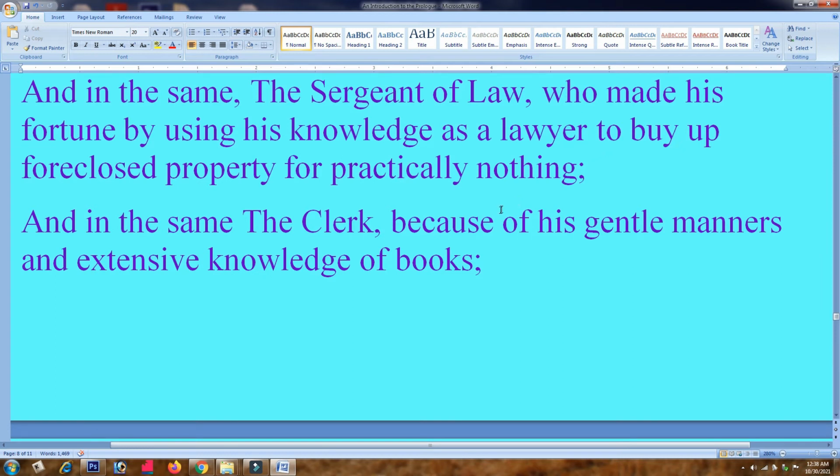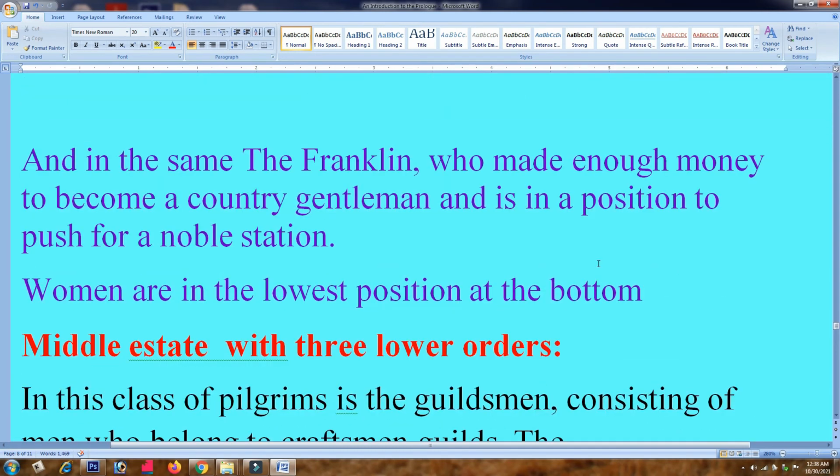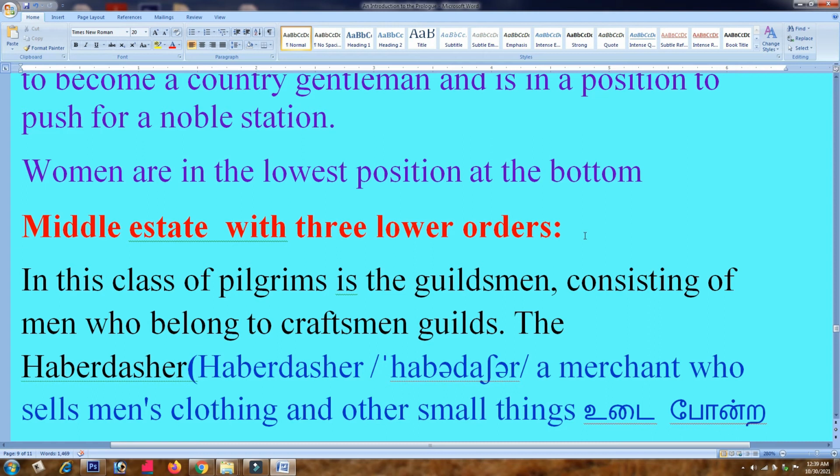And in the same way, the clerk, because of his gentle manners and extensive knowledge of books. And the franklin, who made enough money to become a country gentleman and is in a position to push for a noble station. Women are in the lowest position at the bottom.